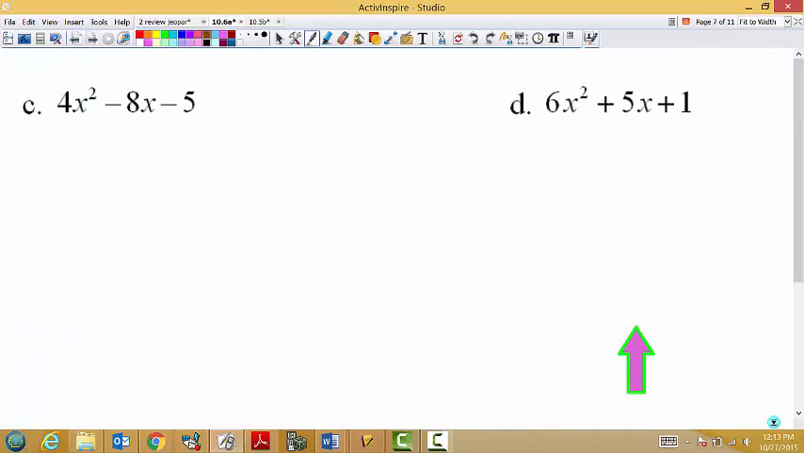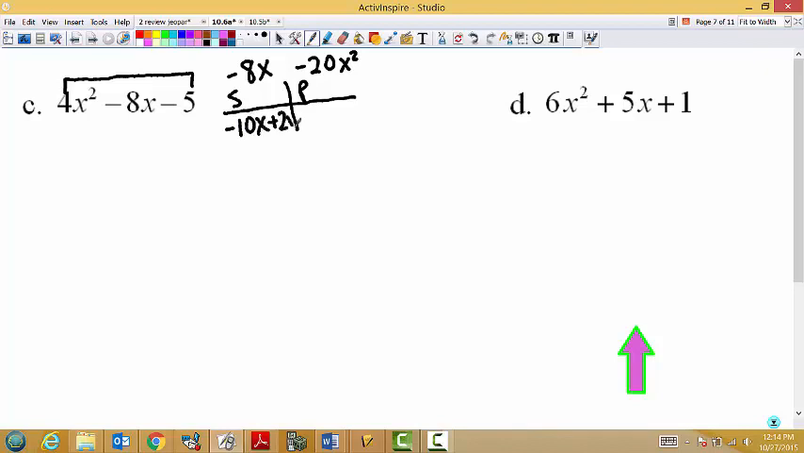And let's do it again. So I got negative 8x and negative 20x squared. I'm going to speed up just a little bit, just so this video is not that long. So what multiplies to give you negative 20 and adds to give you negative 8? I believe it would be a negative 10 and a positive 2. So I bring down my 4x squared minus 10x plus 2x minus 5.